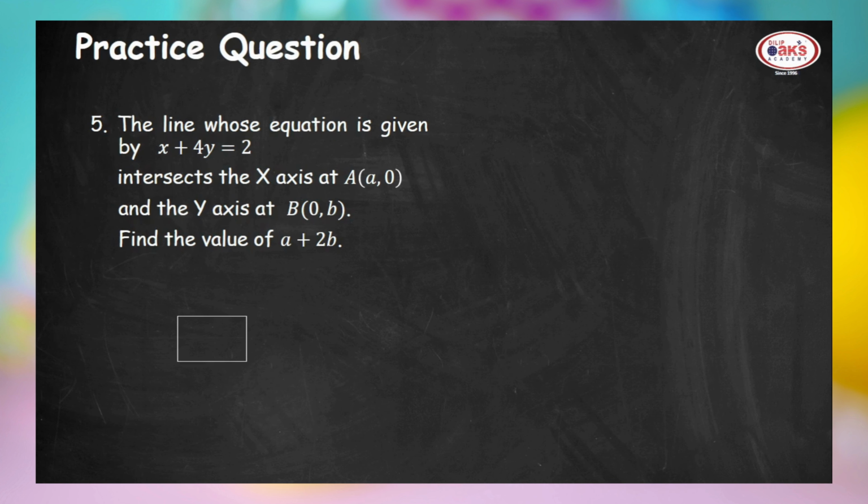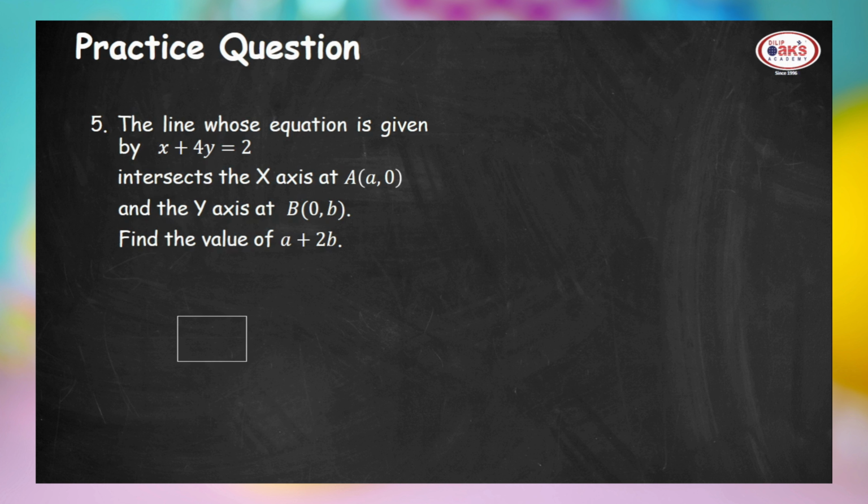Now here comes the next question, where the equation of a line is given by x plus 4y equal to 2. This line is known to intersect the x-axis at point A, which is (a, 0), and the y-axis at point B, which is (0, b). Then we are supposed to find the value of a plus 2b. Now clearly point (a, 0) and point (0, b) are the x and the y intercepts of that line.